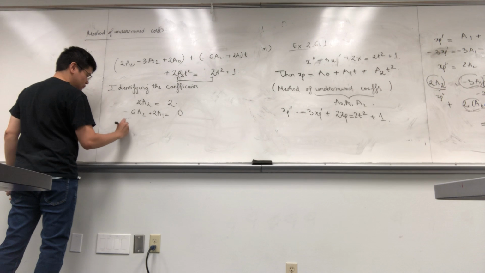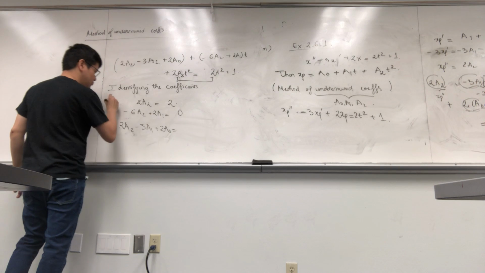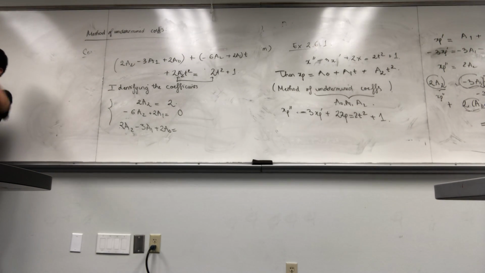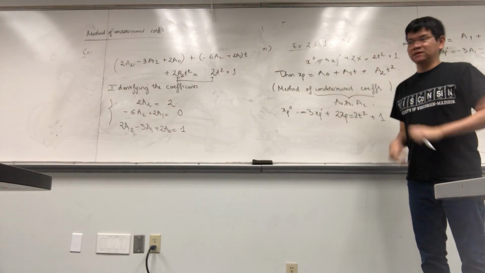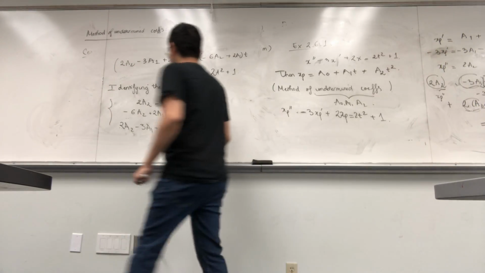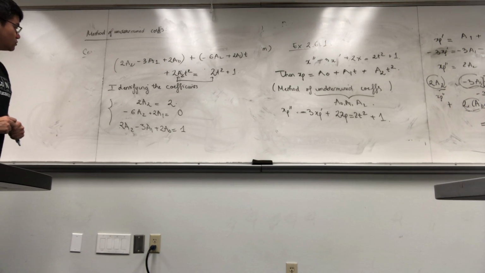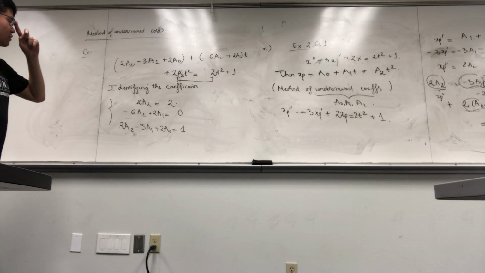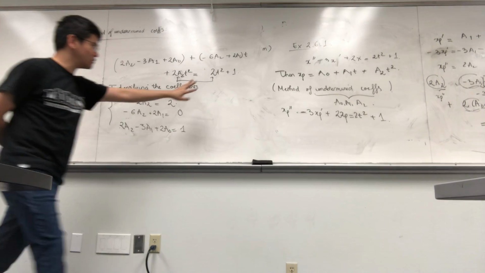So the last term will be 2A2 minus 3A1 plus 2A0 is equal to 1. All right? So after you put all of the coefficients into the equation, you have 2A2 is 2, minus 6A2 plus 2A1 is 0 because this is the coefficient of t, and the last one is 2A2 minus 3A1 plus 2A0 is 1 because this is the coefficient of the last.